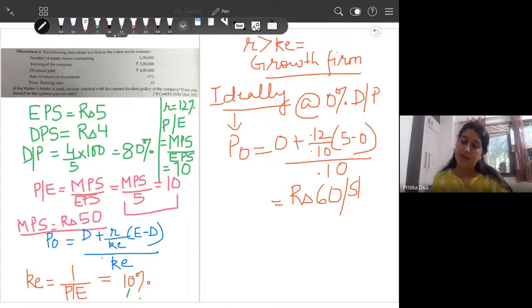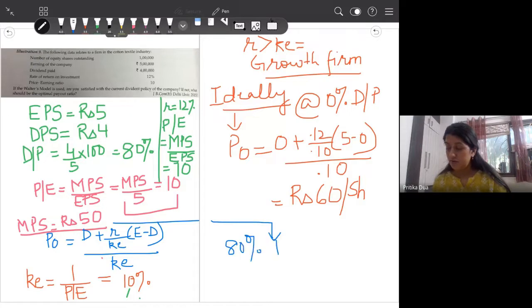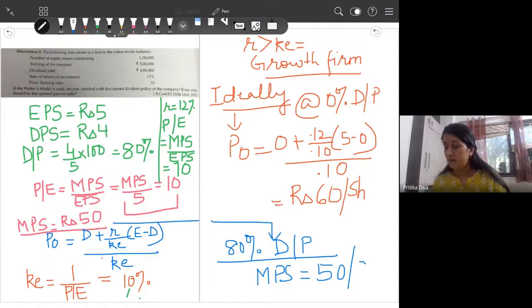So the maximum price of the share can be achieved at 0% dividend payout ratio, which is verified through the information in the question also, that with 80% dividend payout ratio, you're actually having a market price which is lower than the optimal price of the share.